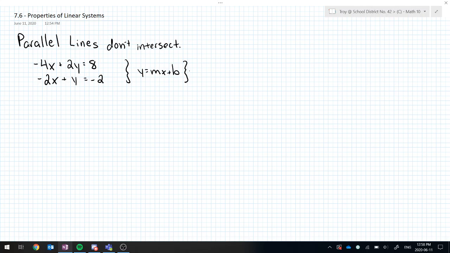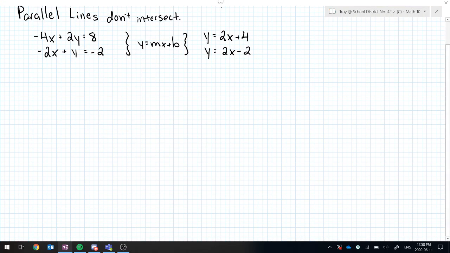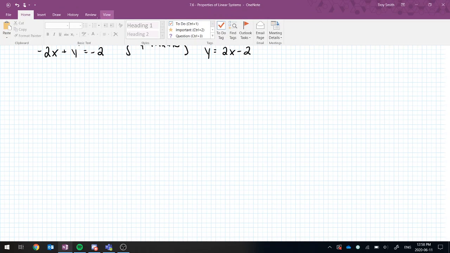And so we're going to isolate both of those for y. So when we do that, for the first one, we're going to get y equals 2x plus 4. And for the second one, we're going to get y equals 2x minus 2. Okay, and what we're going to do now is we're going to graph those two lines. Graph the system.